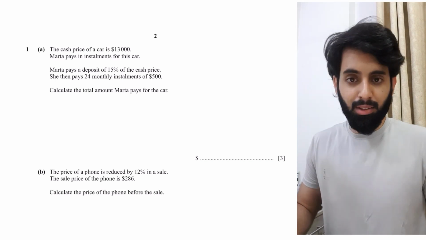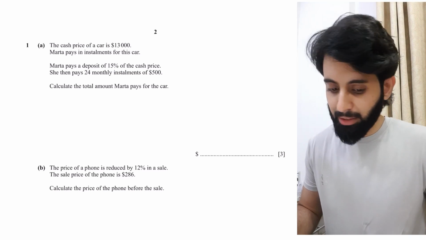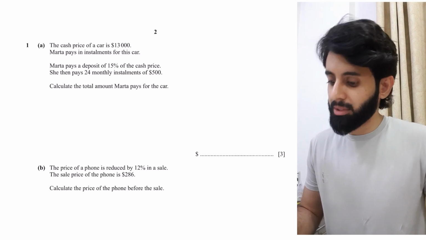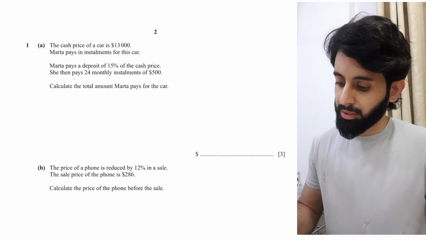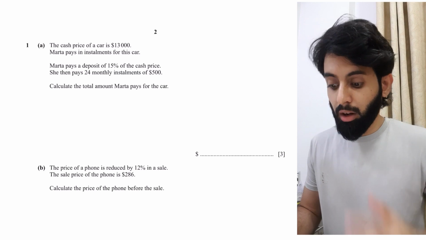So let's get started. Here we have question number 1, part A, which says the cash price of a car is $13,000. Martha pays in installments for this car. Martha pays a deposit of 15% of the cash price.